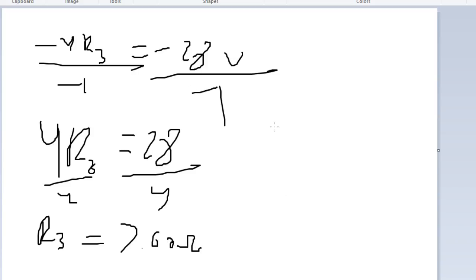And that's about it for Kirchhoff's law and what you need to know for Big Idea 5b.